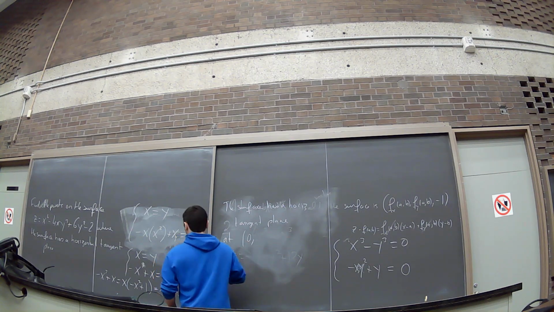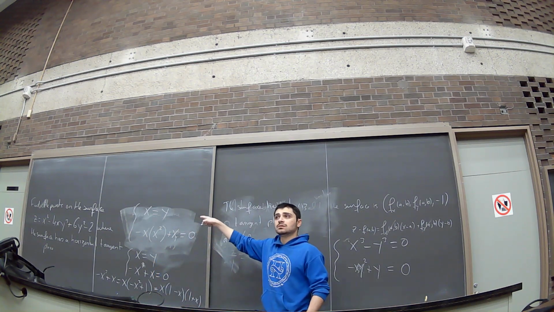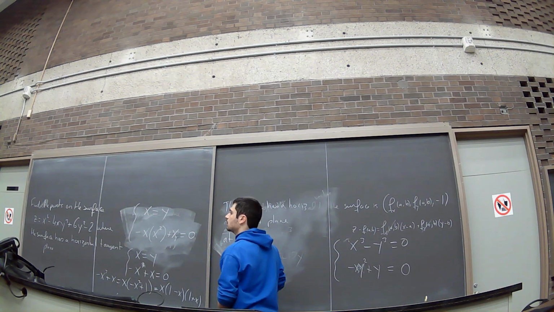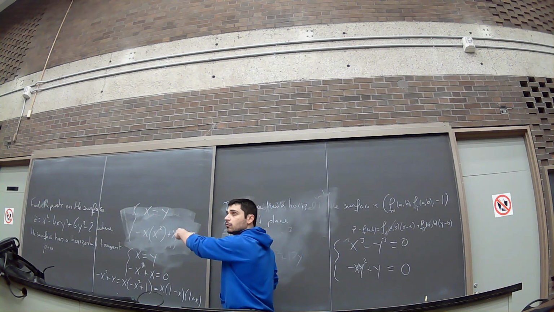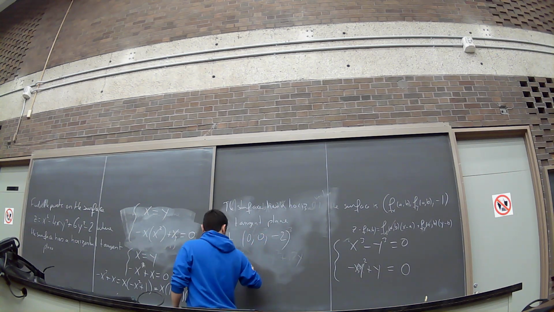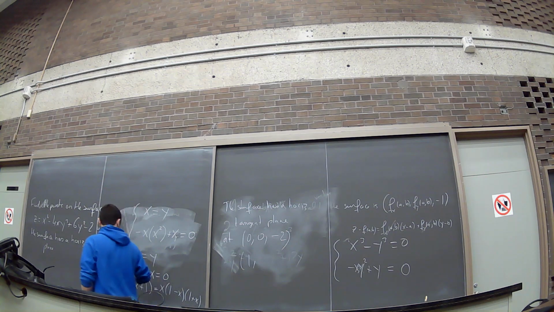So if x is equal to 0, what is y equal to? 0. What is z equal to? It's f of 0, 0. You plug in 0, 0. What do you get? Minus 2.